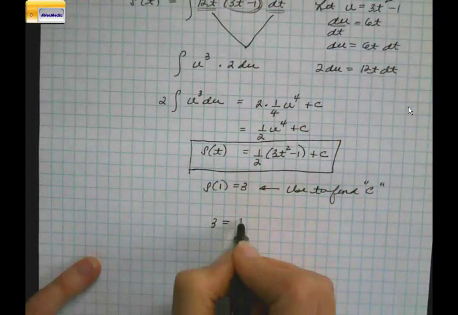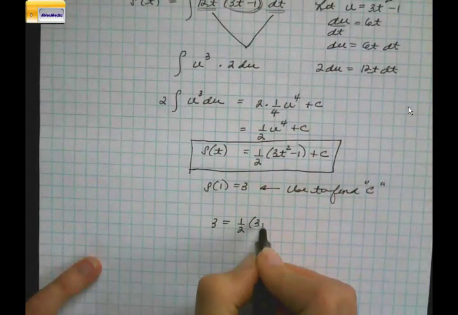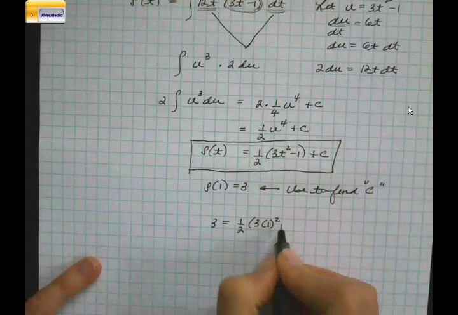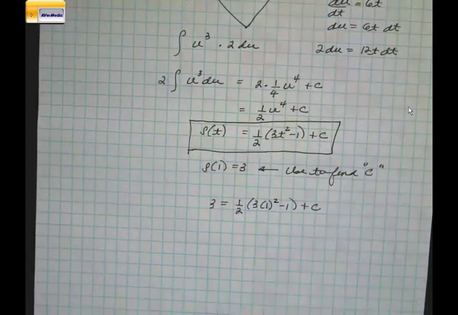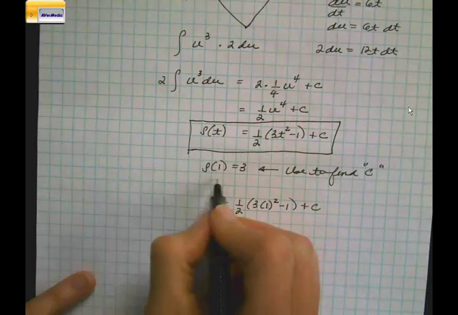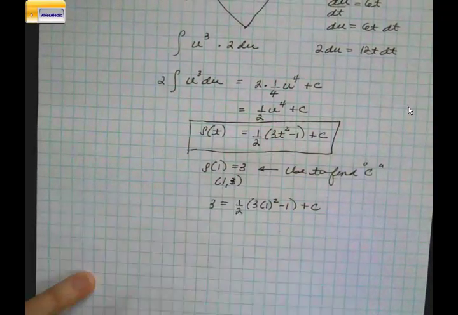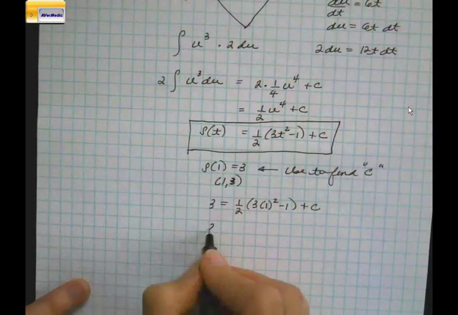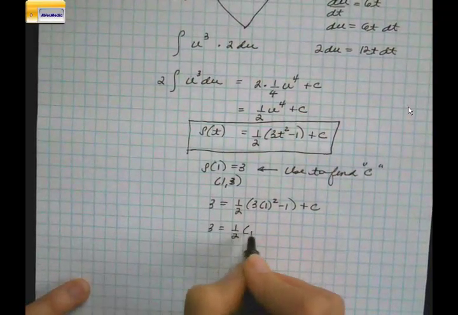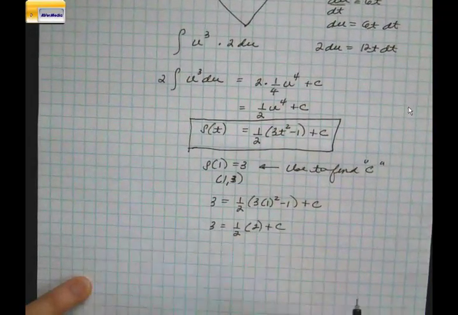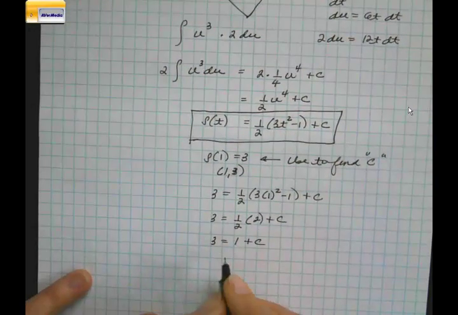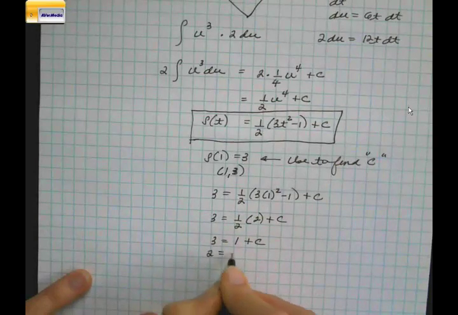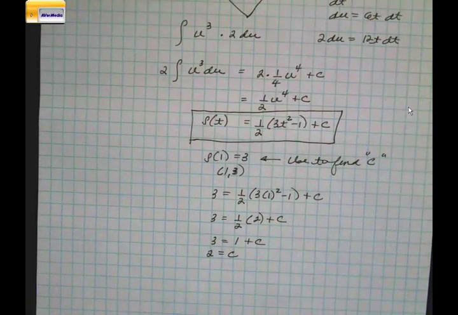So this means that 3 equals 1/2 times 3 times, replace t with 1. Replace s of t with 3 and t with 1. This is the ordered pair 1, 3. So 3 becomes 1/2 times 3 minus 1, which is 2. Or 3 equals 1 plus c. Or c equals 2, or 2 equals c.